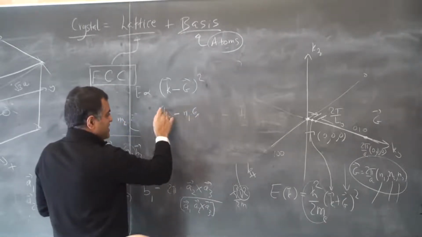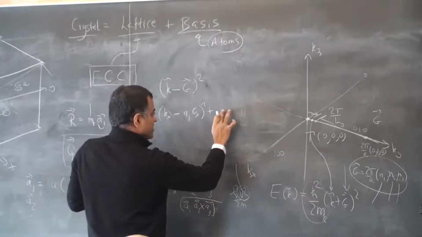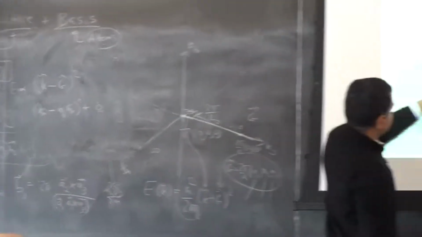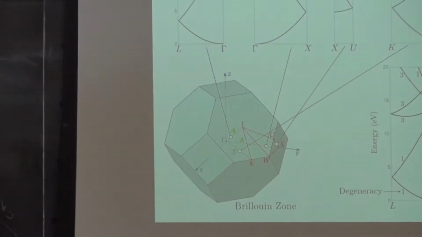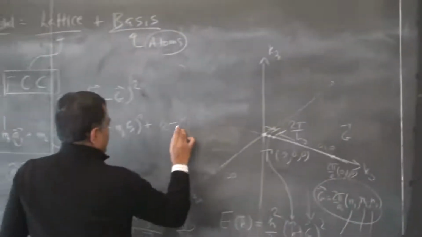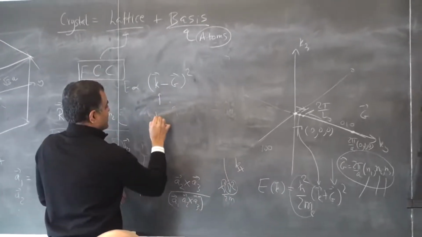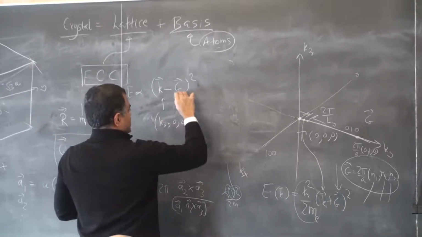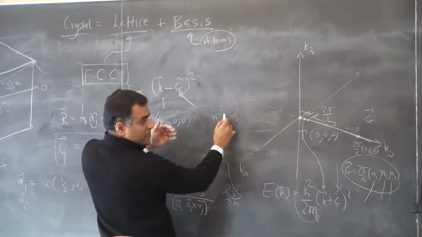Gx squared plus Ky squared is actually 0 along that direction, because there's no Ky or Kz, it's just Kx here. Let me write down that k is kx, comma 0, comma 0, and this is n1.